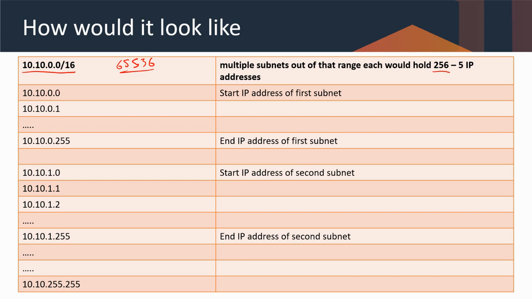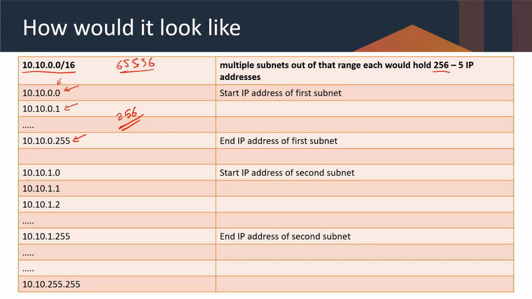That means my first subnet is going to start with that IP, 10.10.0.0, then 10.10.0.1. And then it keeps going up until we reach the last IP address in that small subnet, which is going to be 10.10.0.255. But didn't you say 256? Yes, they are 256 because we are starting the numbering from 0. So that's a total of 256 IP addresses for that subnet.